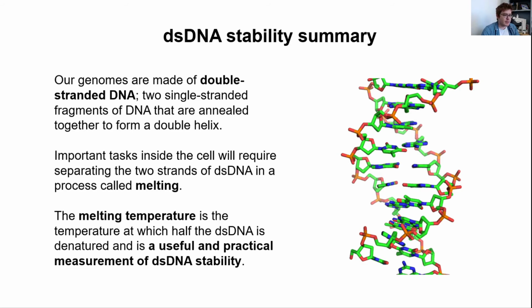And this ends up being both a useful descriptive as well as practical measurement of double-stranded DNA stability. And so if you get these concepts, 2 strands coming together, melting is the process of taking those 2 strands apart, and the stability of that interaction being related to the melting temperature, then you're in really good shape for understanding this portion of the DNA stability section of the talk.